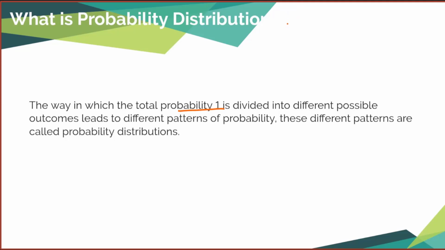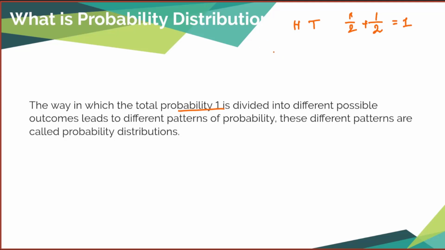So in case of tossing a coin, suppose there are two outcomes, one is head, one is tail. Under normal situation the probability of head is half and the probability of getting a tail is also half. So see, if you add both of them you will get 1.